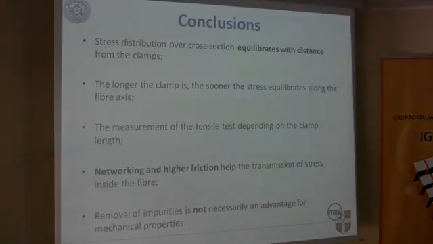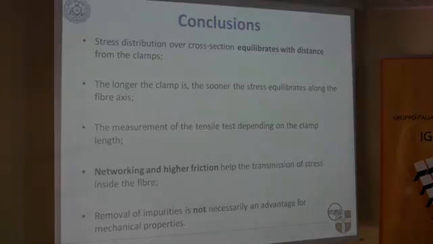So, concluding, the stress distribution over the cross-section equilibrates with distance from the clamp. We talk about 800 times the diameter. The longer the clamp, the sooner the stress equilibrates along the fiber axis. The measurement of the tensile test depends on the clamp length. This is an important thing.